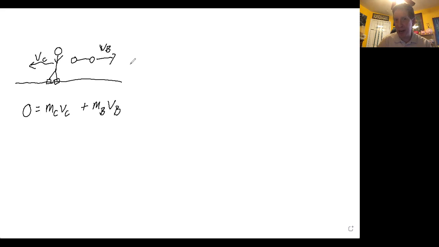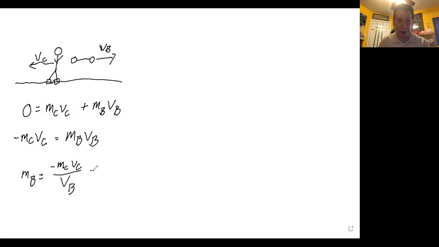We'll define the positive direction as to the right, which is the barbell's direction. So we are asked to find the mass of the barbell given all this and the other information. So you solve this for MB. You bring this term to the other side by subtracting it, and that equals MB VB. And we want to solve for the mass of the barbell, so we divide both sides by the velocity of the barbell. So that's negative MC VC divided by VB.